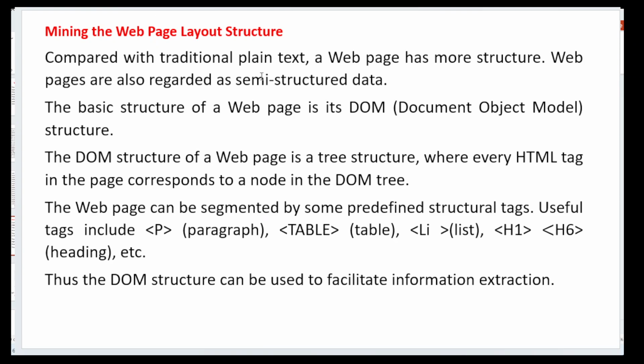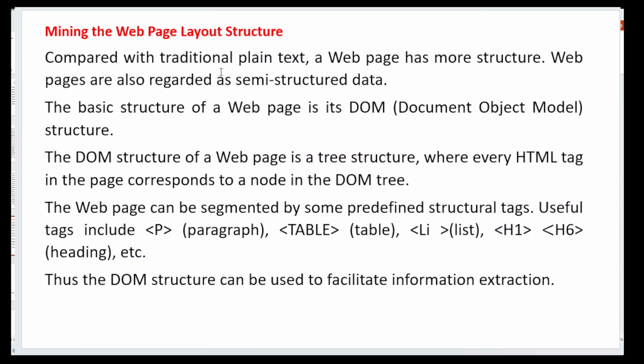And the web page layout structure means here the traditional plain text has no more structure, so web pages are also regarded as semi-structured data. The basic structure of the web page we can represent in the form of the document object model. So what is this document object model? The document structure of the web page is a tree structure where every HTML tag in the page corresponds to a node in the DOM tree.